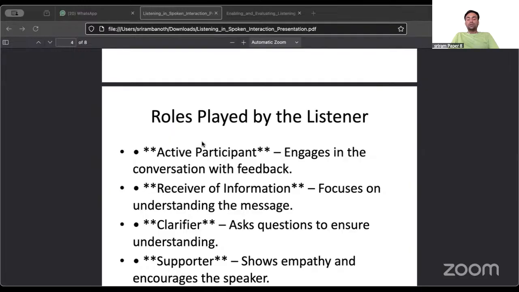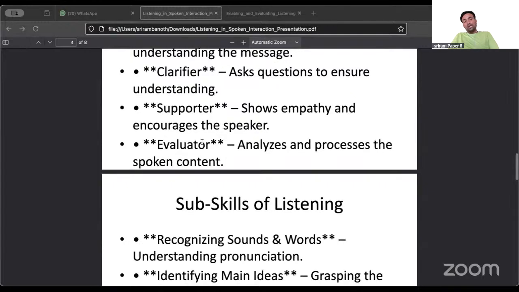Roles played by the listener. Active participant: engages in the conversation with feedback. Receiver of information: focuses on understanding the message. Clarifier: asks questions to ensure understanding. Supporter: shows empathy and encourages the speaker. Evaluator: analyzes and processes the spoken content.